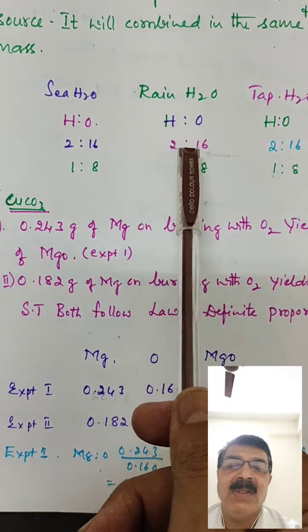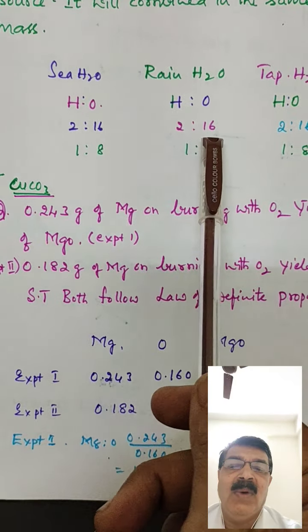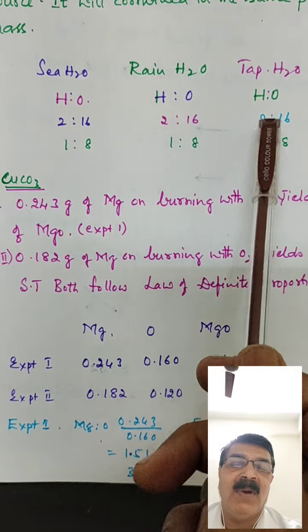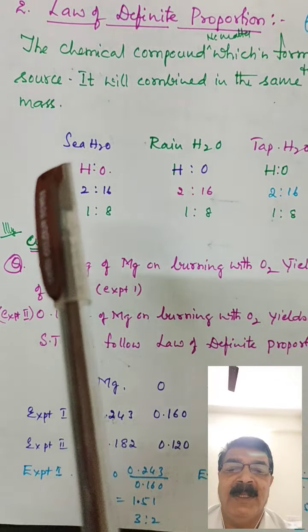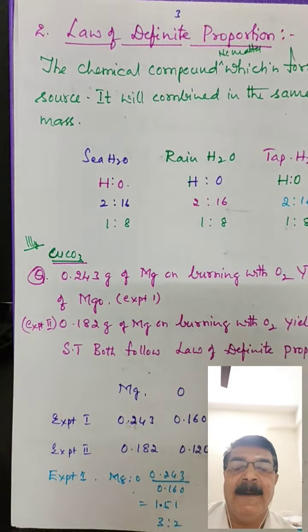In rainwater also, 2 atoms of hydrogen and 1 atom of oxygen. Again it's 2 into 16. Again in tap water, this is the same. So this is called the law of definite proportion. See the beautiful example. I think you're following nicely.